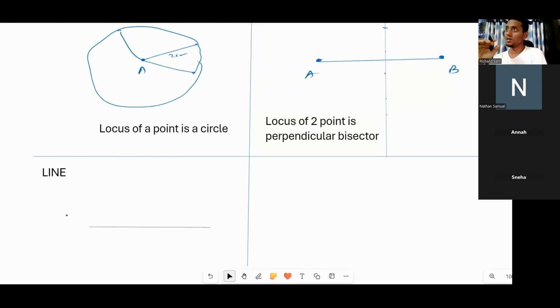So where will a point 2 centimeters away from this line be? Just tell me one point. Put any point which is 2 centimeters away from this line. This is your line. Where will the point 2 centimeters away from this be? Perpendicular bisector? Perpendicular.